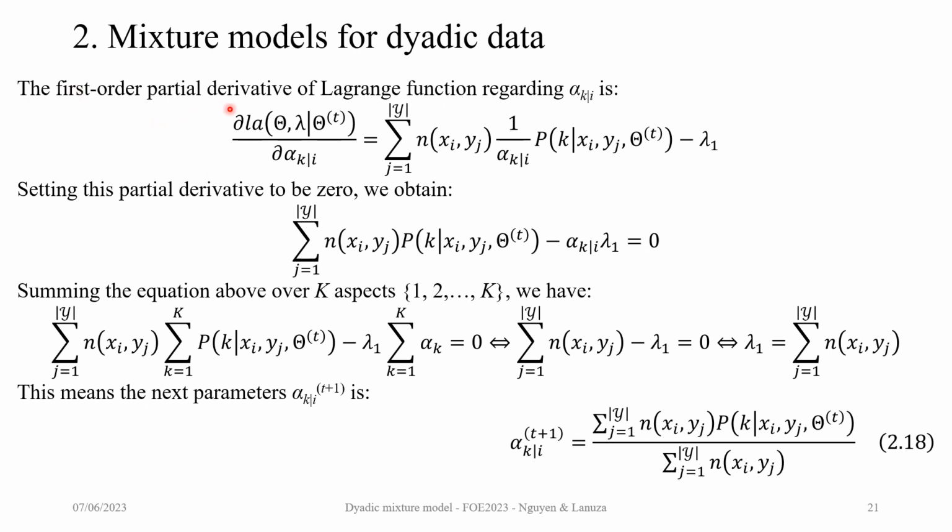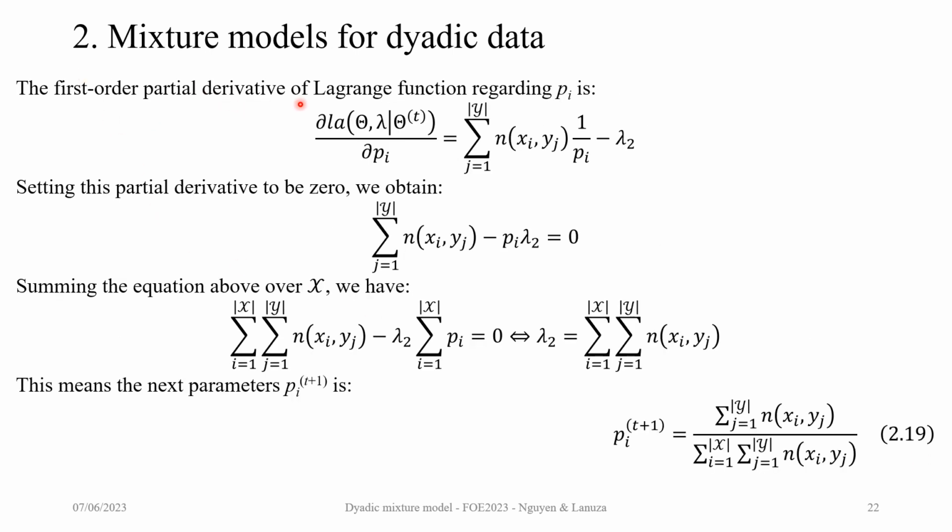The first order partial derivative of the Lagrangian function regarding alpha k is here. Setting this partial derivative to be 0, we obtain, summing the equation above over k, we have this. This means the next parameter alpha k plus 1 is specified by equation 2.18.